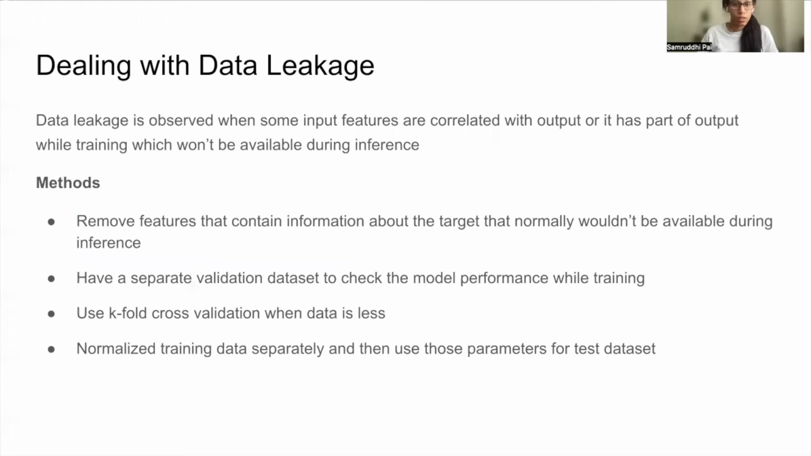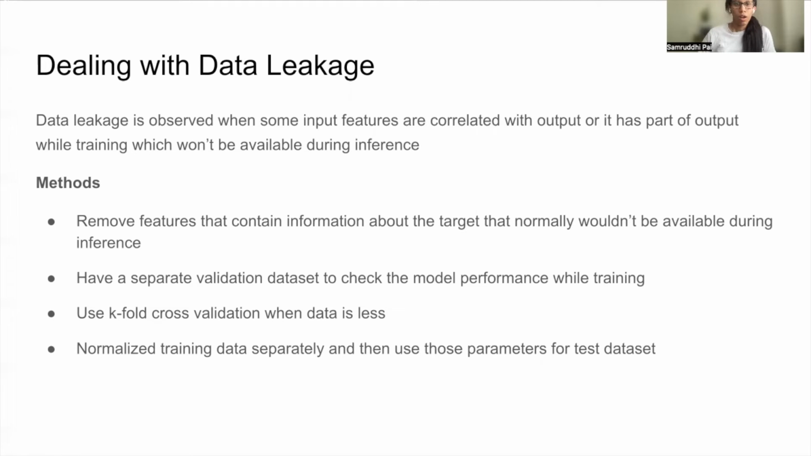So how do we deal with data leakage? You can remove features that contain information about the target which might not be available during inference. For example, let's say speech data, if you're trying to predict what the next word is going to be, during the training phase you have the entire sentence, but passing that entire sentence is actually letting the model cheat, because you will not have the entire sentence during inference.